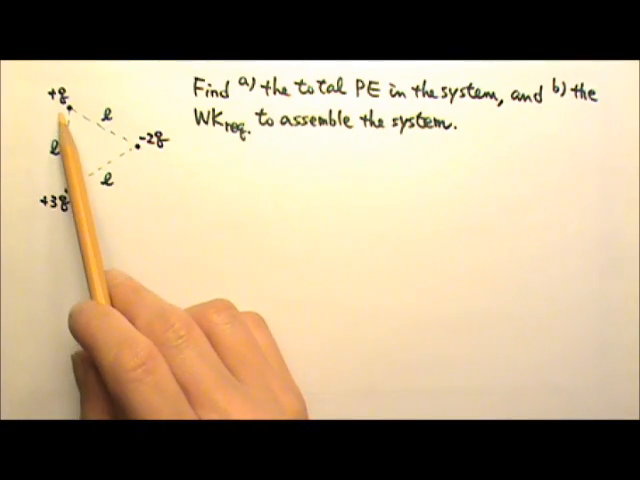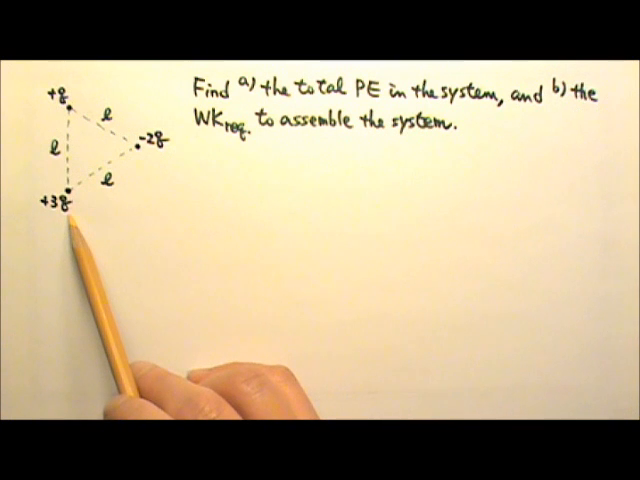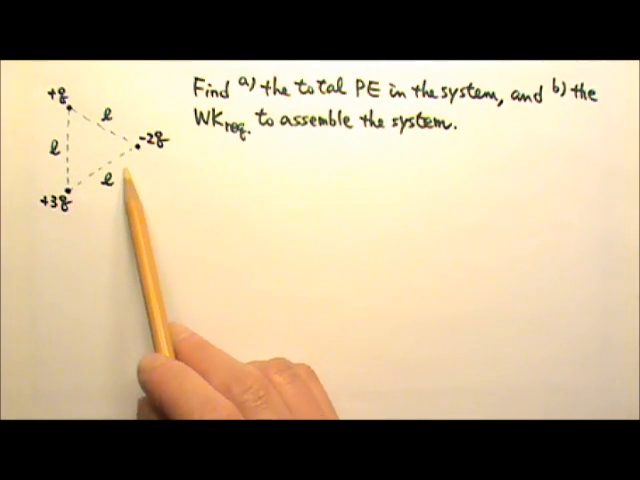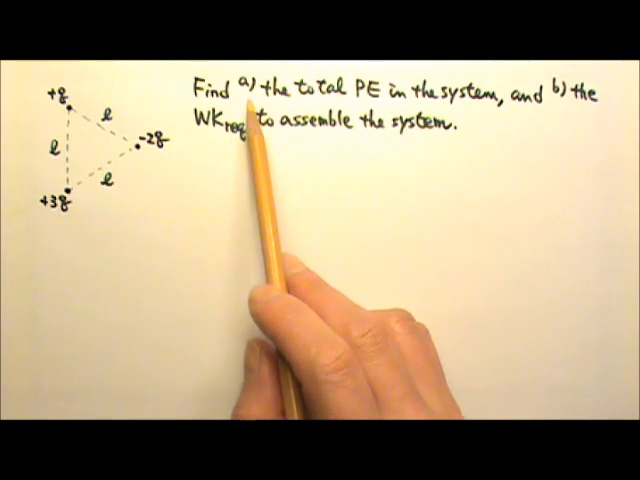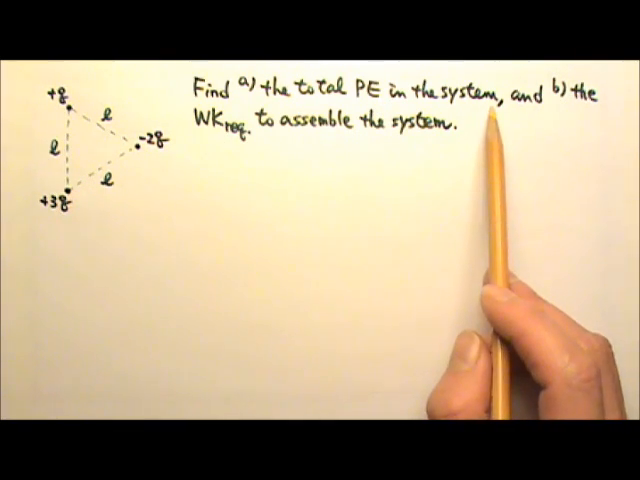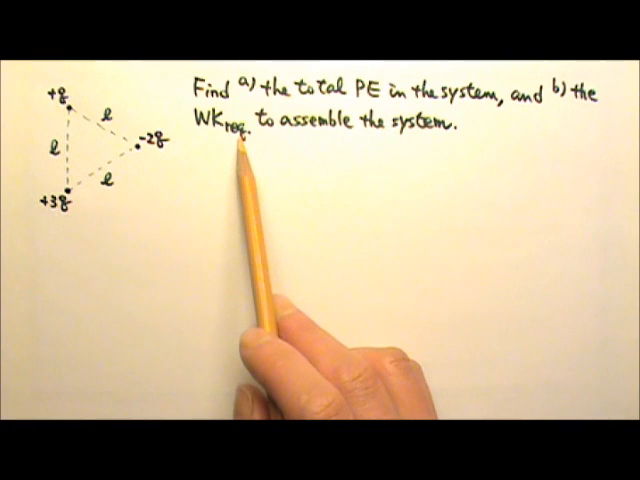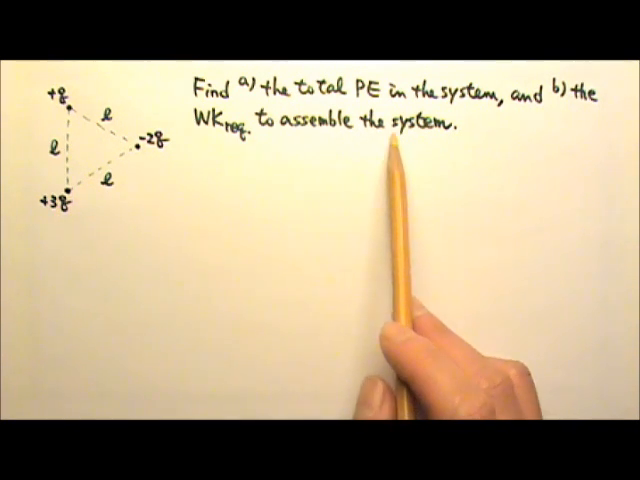Three point charges, positive q, negative 2q, and positive 3q, are placed at the corners of an equilateral triangle of side L. Find A, the total potential energy in the system, and B, the work required from an external agent to assemble the system.